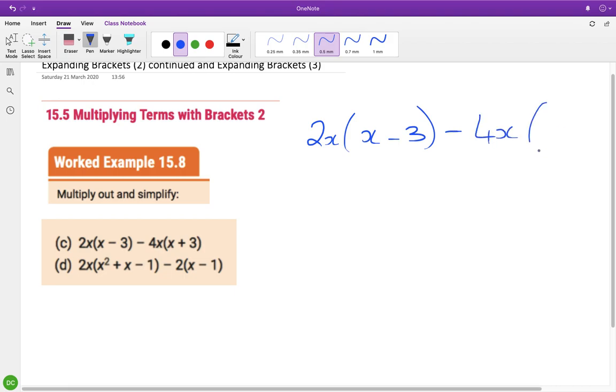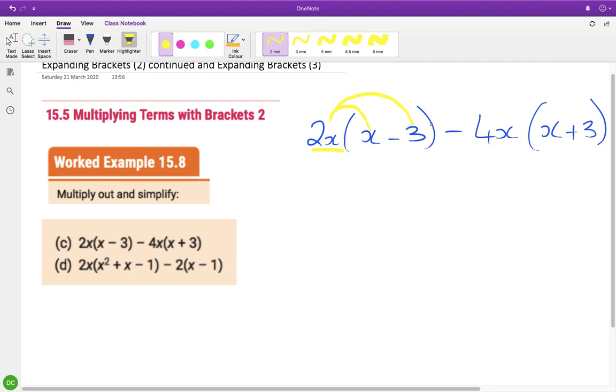Minus 4x. I'm just rewriting the first question there. So you can see it's got this same concept that I was talking about: here's the number, or in this case number and variable, outside the bracket. We're going to distribute that across the bracket, and once I get to the end of the bracket, that multiplication is done, and I move on to the second multiplication, which is the minus 4 distributed across the x and across the 3.